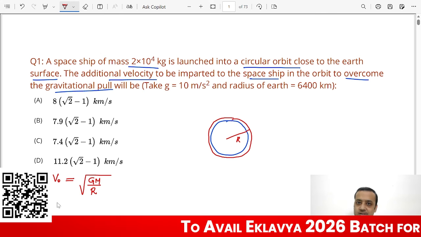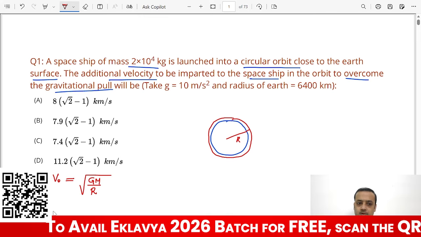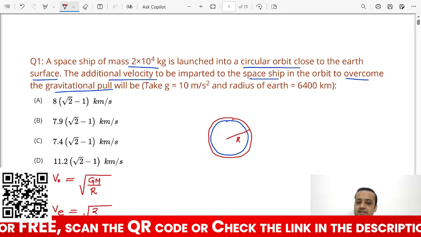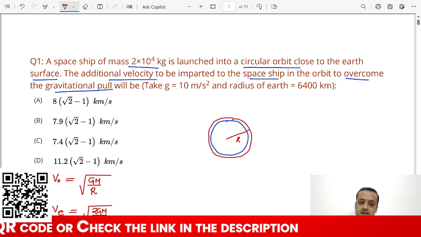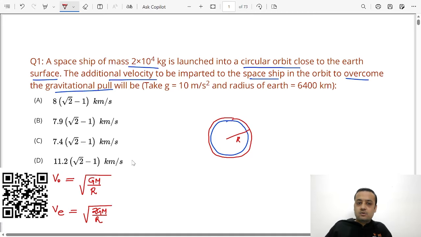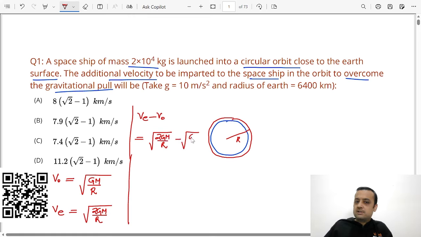We want that it should be able to escape the gravitational pull. That means it should reach the escape velocity, and we know the escape velocity is root 2GM by r on the Earth's surface, because we can assume that the satellite is nearly on the Earth's surface. Yes or no? So basically, the question is asking how much extra velocity we should give with respect to the orbital velocity. Right now it has orbital velocity, and we want it to acquire escape velocity. So our answer should be root 2GM by r minus root GM by r.